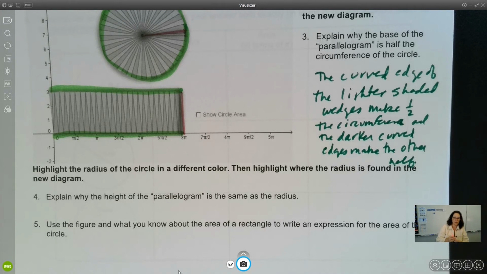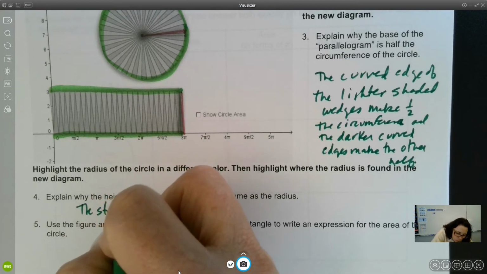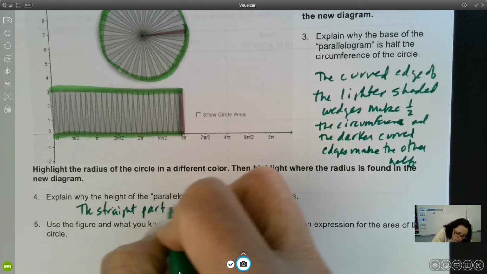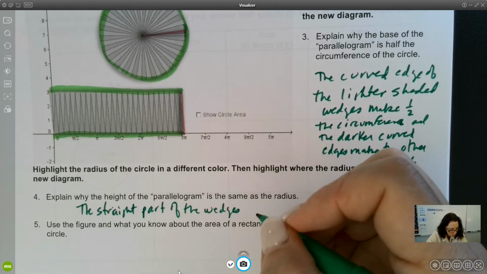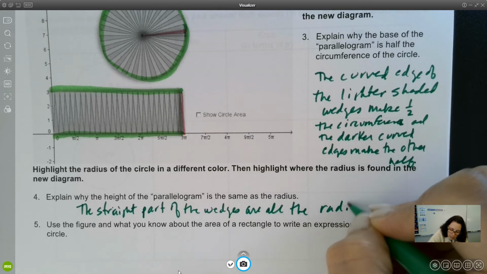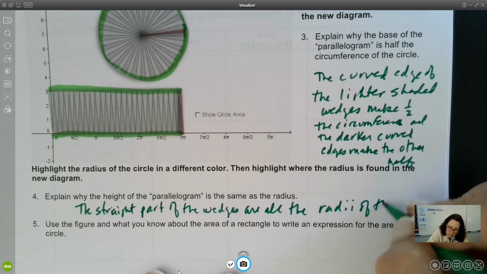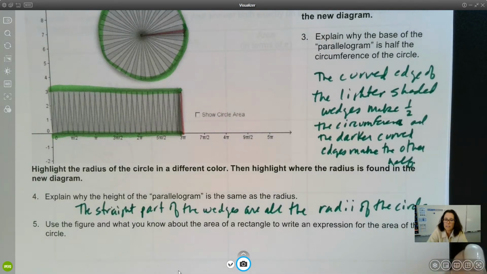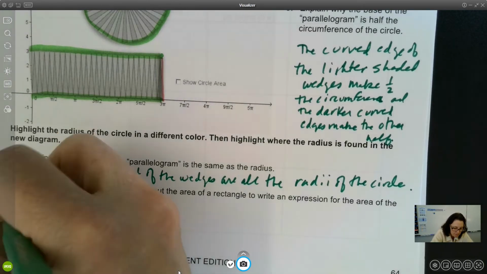Explain why the height of the parallelogram is the same as the radius. The straight part of the wedges are all the radii. You guys, radii is plural for radius of the circle. The straight part of the wedges are all of the radii of the circle. Okay, this is very important.